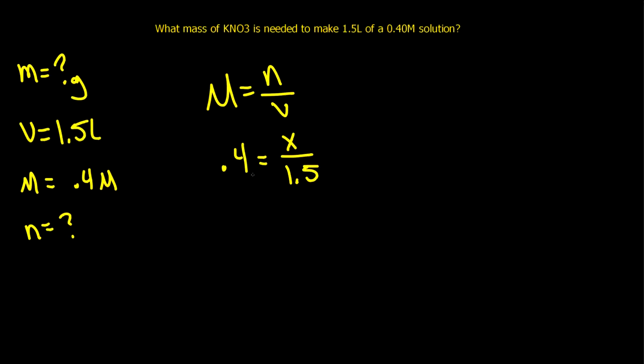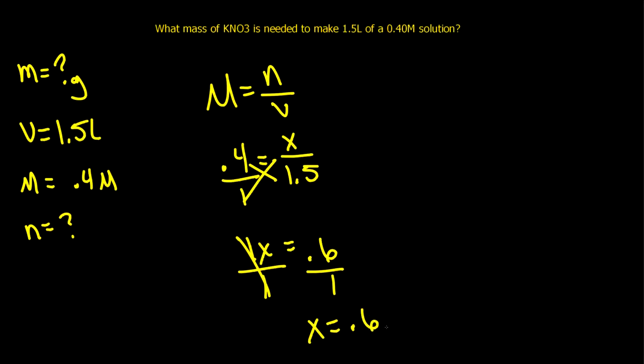To do this mathematically, I'm going to put 0.4 over 1, cross multiply. 1 times X is 1X. 0.4 times 1.5 gives me 0.6. I divide by the value with X. Ones cancel. X equals 0.6. And that's going to be moles. But we're not looking for moles. We're looking for mass. So if I have 0.6 moles of KNO3, how many grams is that?